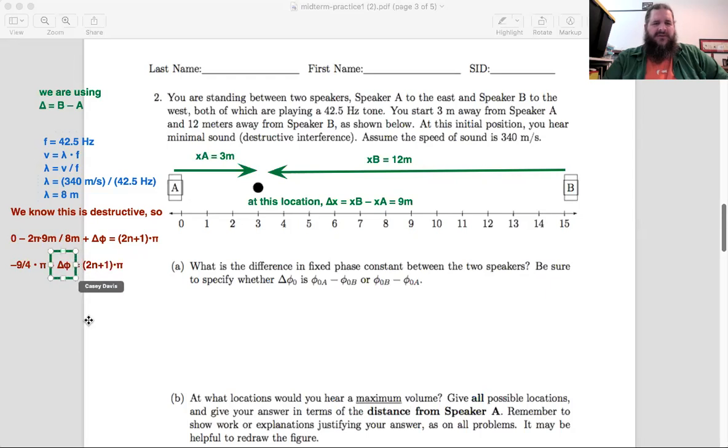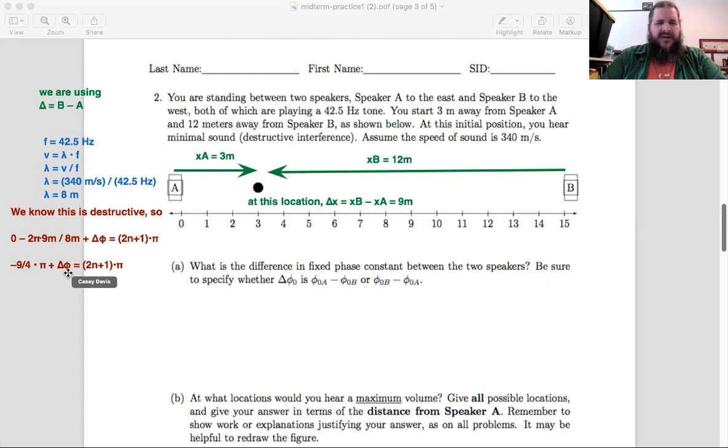Without a phase difference, we'd just be getting partial interference here. You'd hear some sound, a little bit. But to get destructive interference, you need this extra term to make it some odd multiple of pi. So we need to figure out what we have to add here to turn negative 9/4 pi into an odd number times pi.